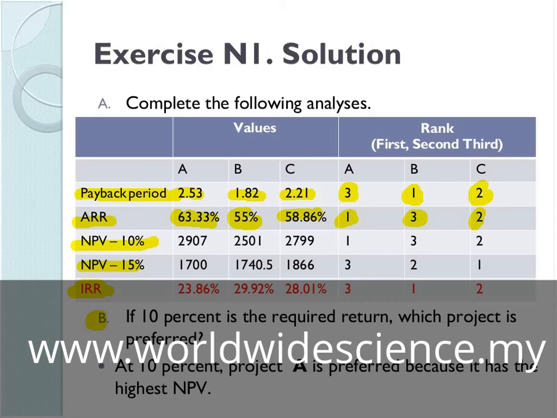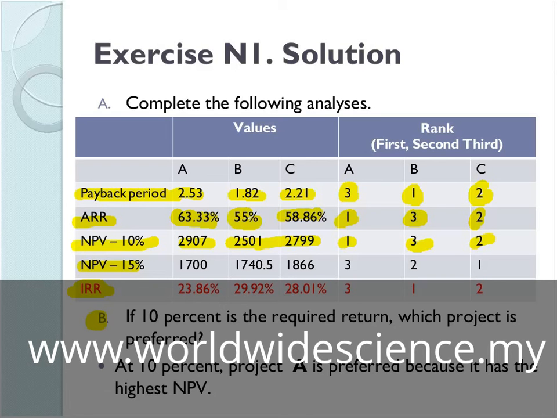Right now, I just want to explain the box first, and then we'll go through the calculation in detail. Okay? NPV at 10%: for project A it is 2,907, for project B it is 2,500, and for project C it is around 2,800. The NPV is the net present value, and the highest value is the best project. So project A comes first, next project C, and last is project B, right?